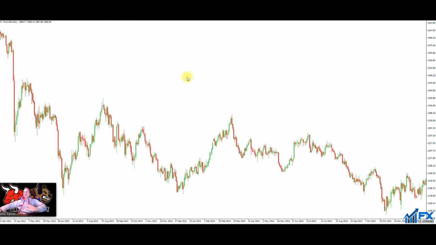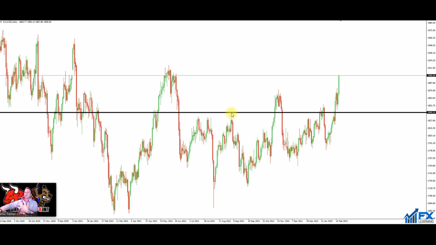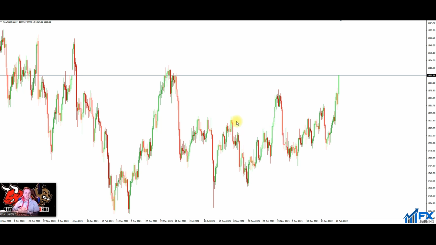Now, the problem with this line, let me go back to my charts here, and get rid of that. The problem with that line is it has no value. You can draw whatever support and resistance lines you want on your charts, and you could go back in time and say, well, look, the price has bounced off it, it's going to do it again. You're trying to find something that doesn't exist. It has no value. It's just a random line.